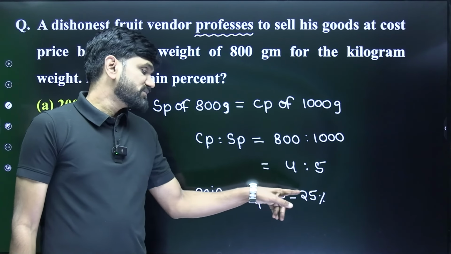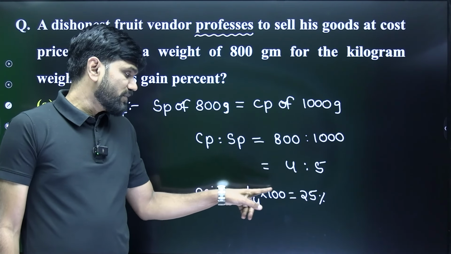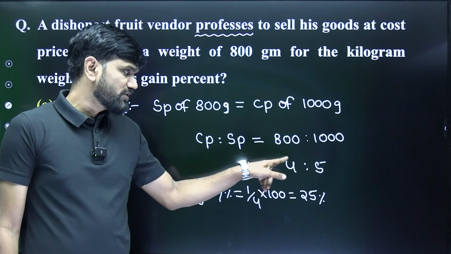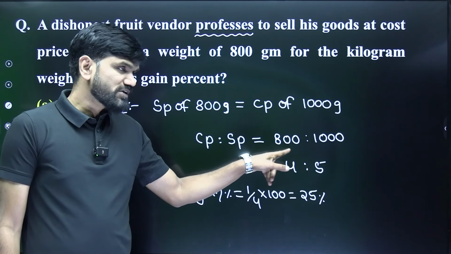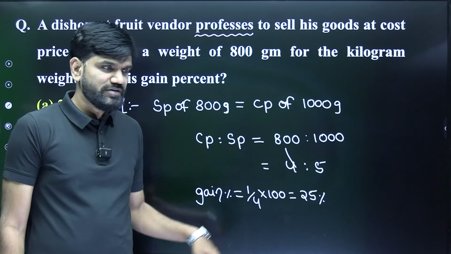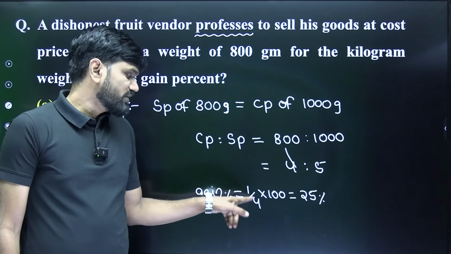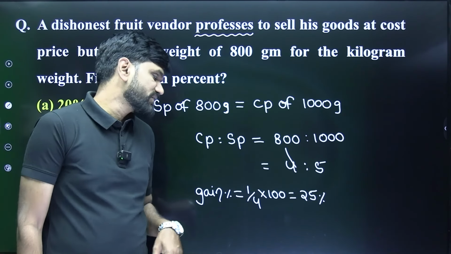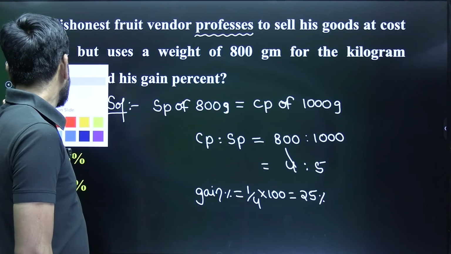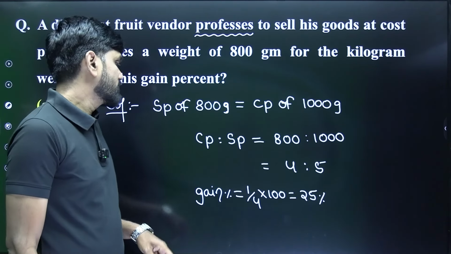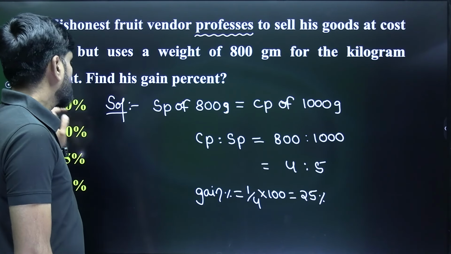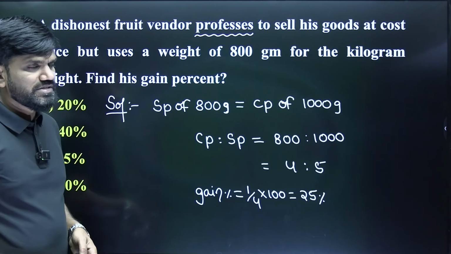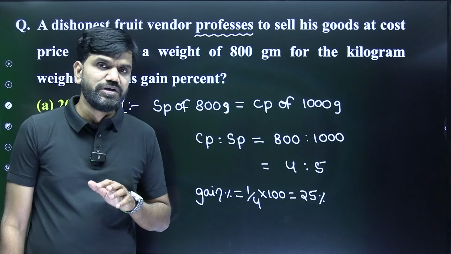So this 25% gain is what? 1 by 4. Now 25% means 1 by 4. Out of that 1 by 4, 4 corresponds to 800, the false weight. 4 plus 1 together, 5, corresponds to the actual weight, that is 1000. Keep that in mind, I'll use that knowledge in the next problem. Sometimes there is a formula for this, error by false weight into 100. I won't deal with the formula.